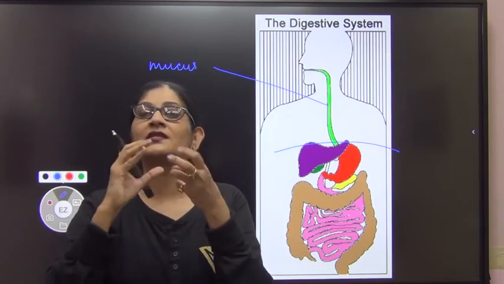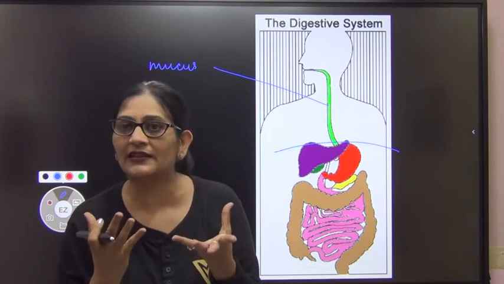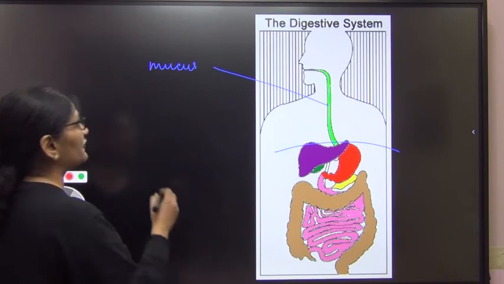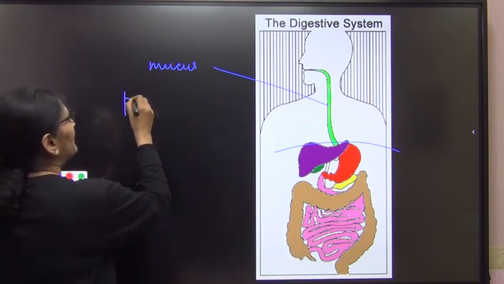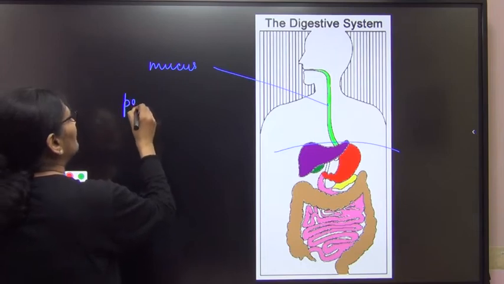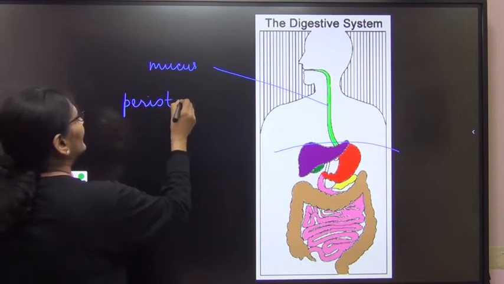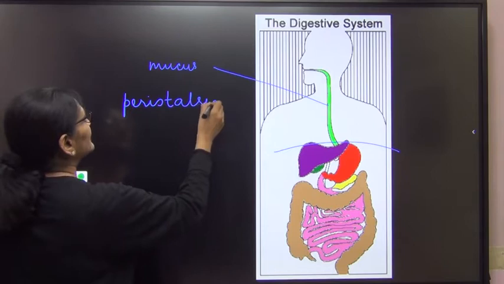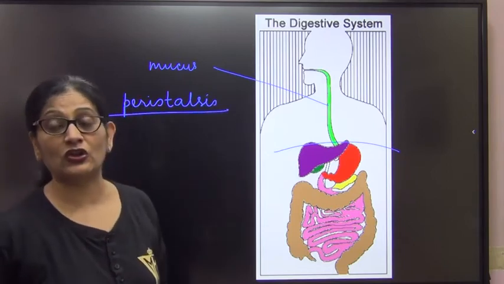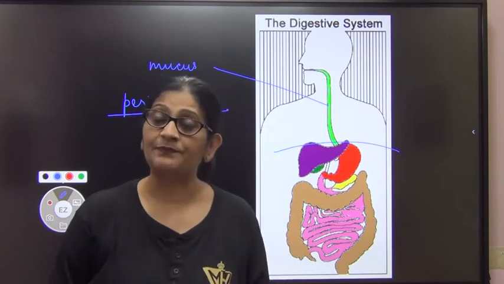तो ये mucus से food को थोड़ा moist बना देता है because of the mucus. And second, it shows a phenomena called as peristalsis, and let me tell you that peristalsis is a very, very important question for your 10th examination. Now what is peristalsis?